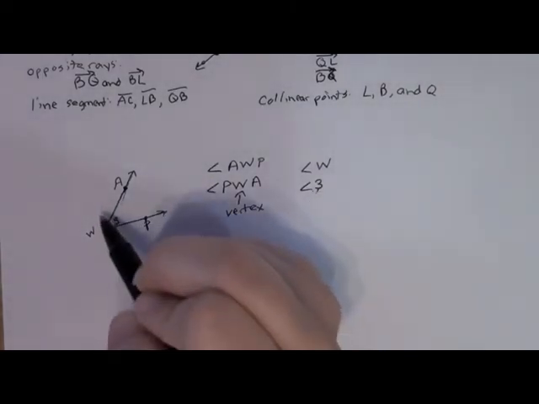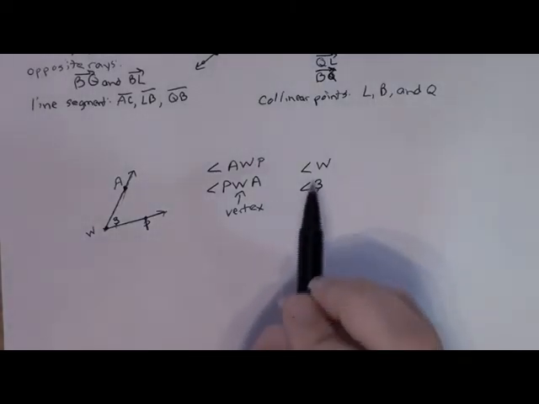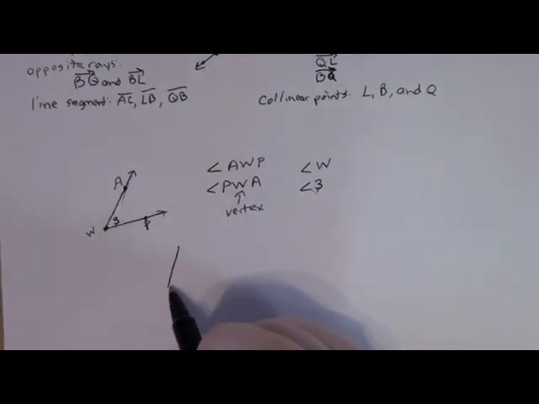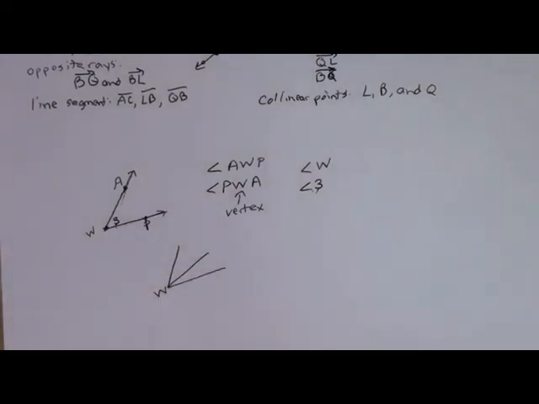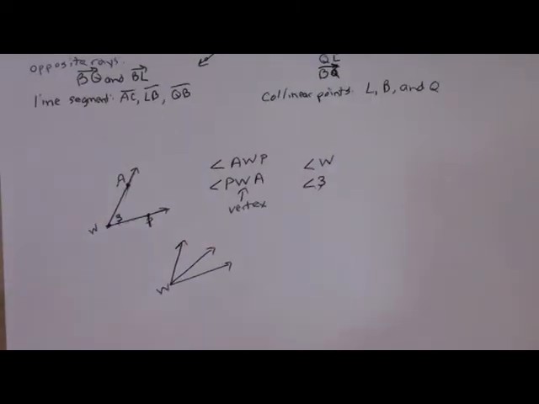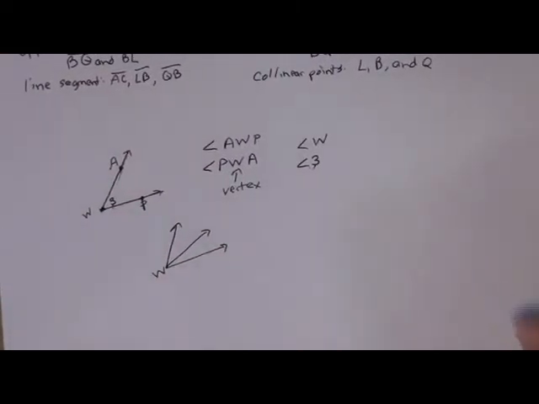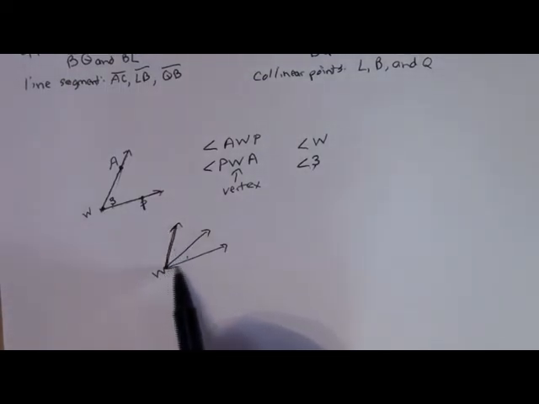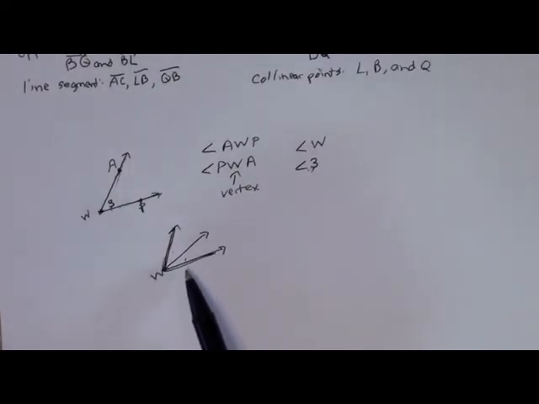Now, an instance where you could not name it with 1 letter is if your picture looked like this. Now, if I were to say angle W, there's actually a little bit of confusion. Do you mean the top one, the bottom one, or the largest angle here? And to avoid that confusion, in a picture like this, you would be required to use 3 letters. Angle W would not be sufficient.